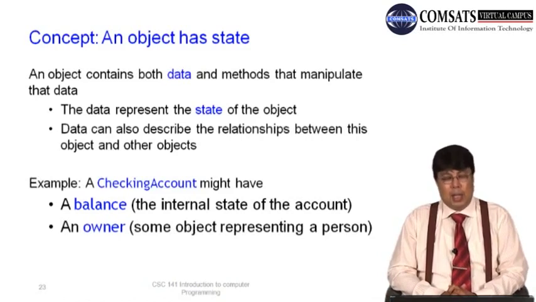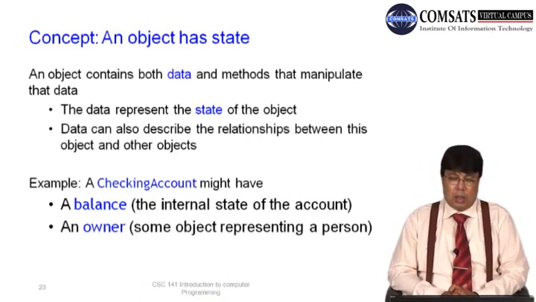So I've said that an object contains both data and methods that manipulate the data. Data represents a state of the object. What example could I quote for the state of an object? The best example that comes to mind is the balance in a checking account. So the balance could be a state of the data.